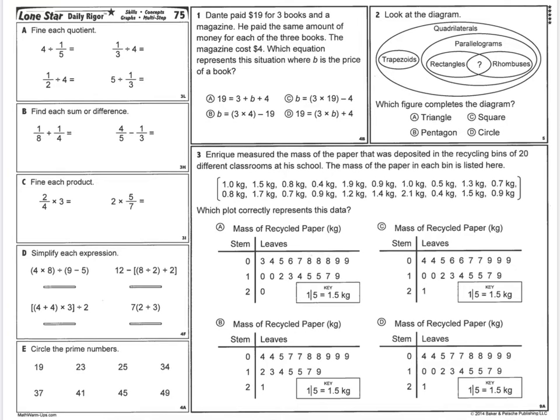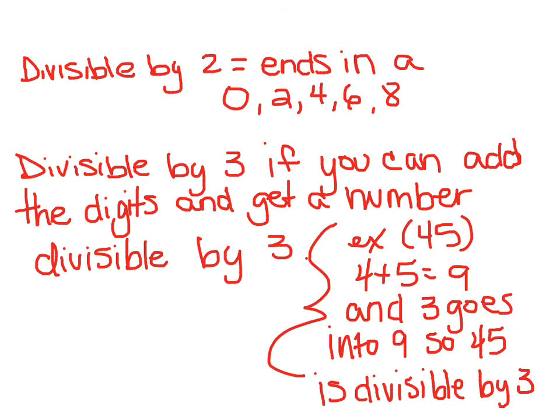Okay, LoneStar 75. It says circle the prime numbers. Okay, guys, you need to remember prime numbers. If the number is divisible by 2, it means it ends in a 0, 2, 4, 6, or 8. So if the number ends in a 0, 2, 4, 6, or 8, it's divisible by 2, which means it's not prime, because prime numbers have only 2 factors, 1 and itself, right? So if it ends in a 0, 2, 4, 6, or 8, it's going to be a composite number.